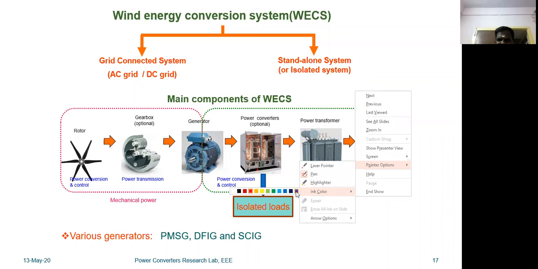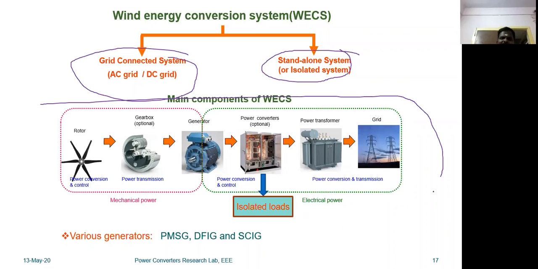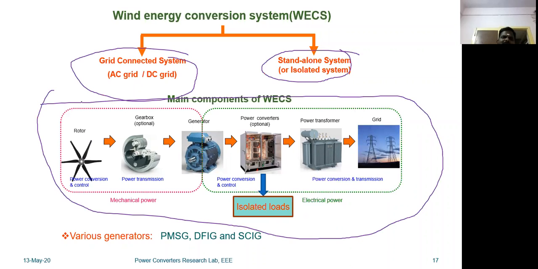Basically, it is classified into two systems. One is a grid connected system. The other one is called a standalone system. So the various components related to the wind energy conversion system are indicated here. The first one is a rotor.